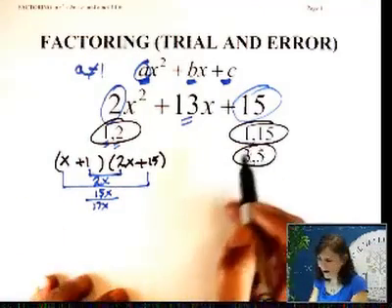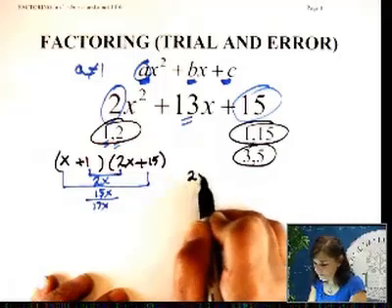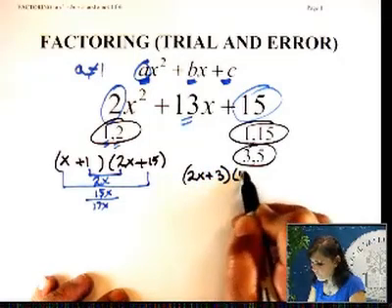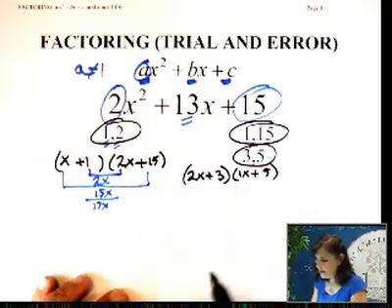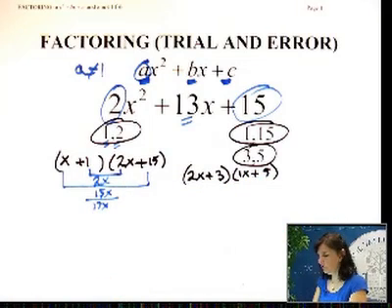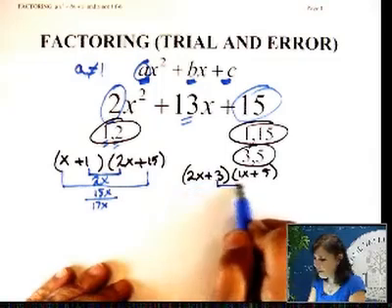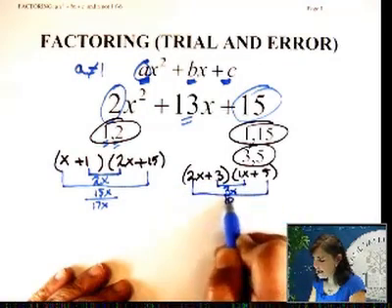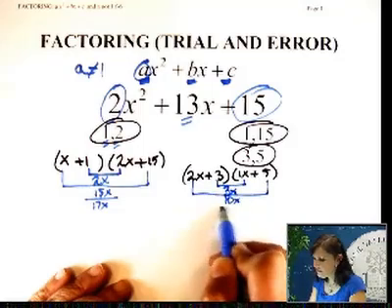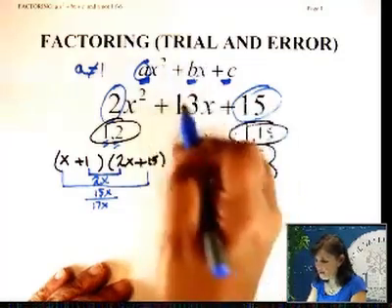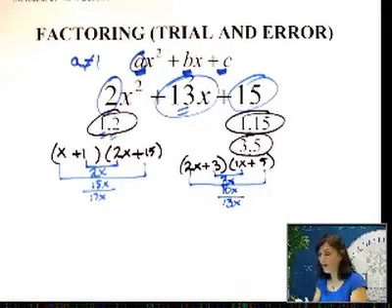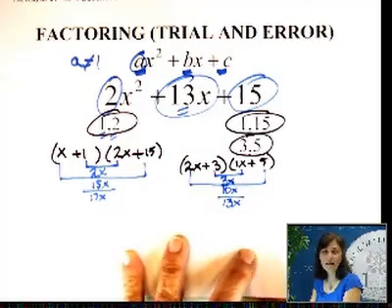Let's try 3 and 5. So 2 and 1. Let's try the middle term. 3 times 1, that's 3. 2 times 5, that's 10. 10 plus 3 is 13. And guess what? That is the one, and I'm done. So I just hit it in the second trial. You may hit it in the third or the fourth, but the more you do, the faster you'll hit it.